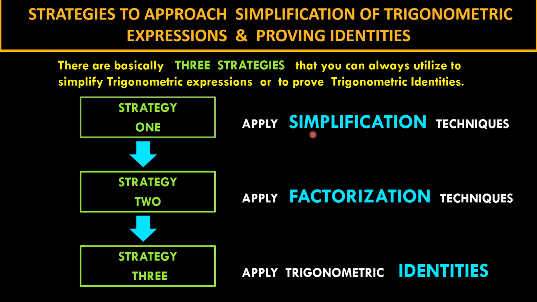First, see whether you can simplify. If that doesn't help you, you try to factorize. If that doesn't help you, you use an identity. Don't jump to identities if you can factorize, because if you follow this procedure, you will always be able to simplify your expressions completely.